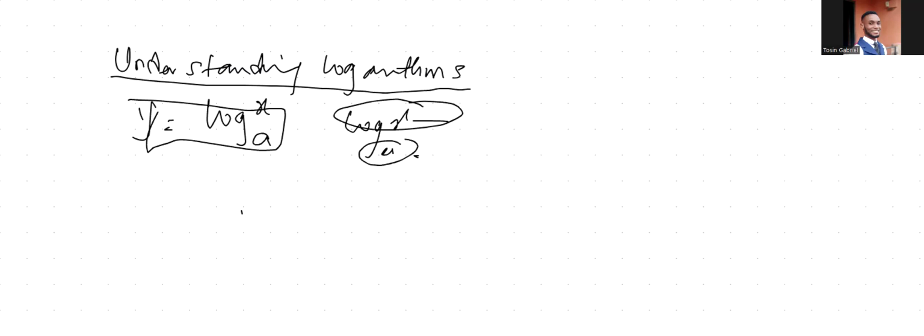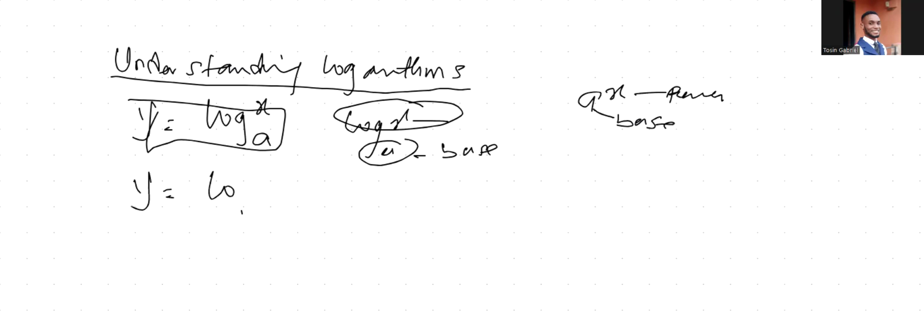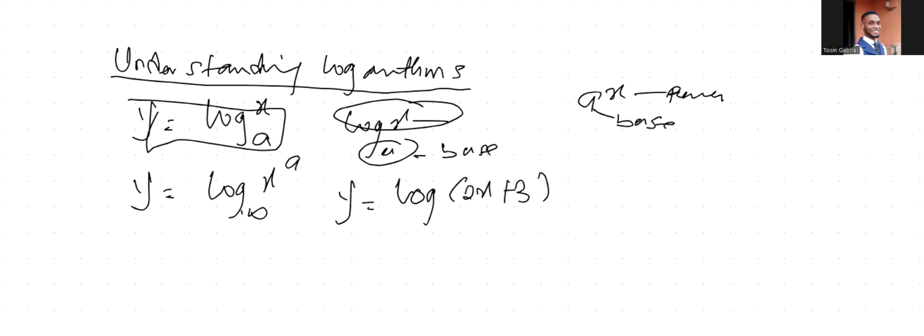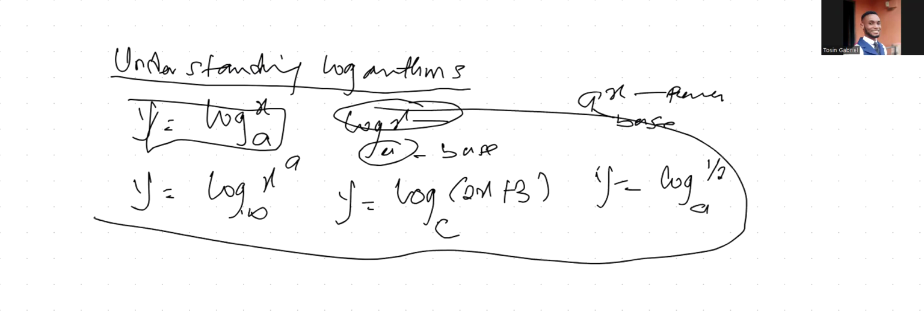Don't forget in indices too, we also have base and power. For example, in indices, this is the base, and this is the power. It can also be in this form: y equals log x raised to the power of a in base b. This is also a logarithmic function. You can have 2x plus 3 with base c. It can also be log 1 over 2 base a, for example. So when you see anything in this form, it is called a logarithmic function. That is what we'll be looking at today.